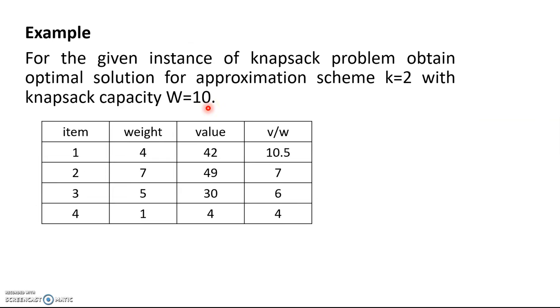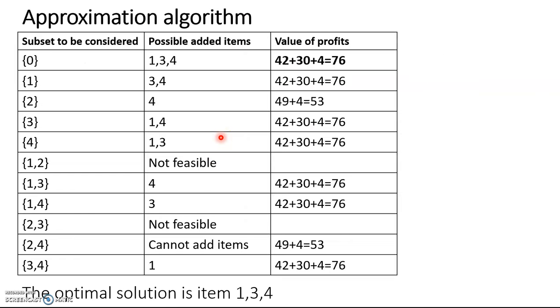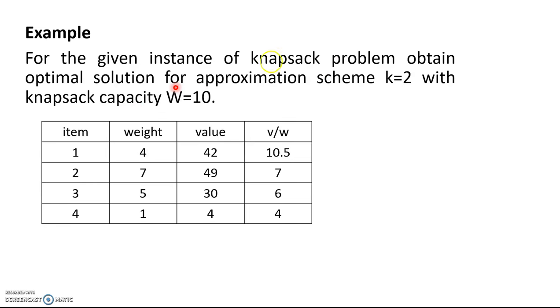Now we can see how it works with an example. This is my knapsack problem having 4 items with their weights and values. From these I am calculating the value by weight ratio, and I arranged my items in descending order based on the value by weight ratio, and the total capacity of my sack is 10. Now we can see how this approximation algorithm works. As I told you, here the K value is 2.